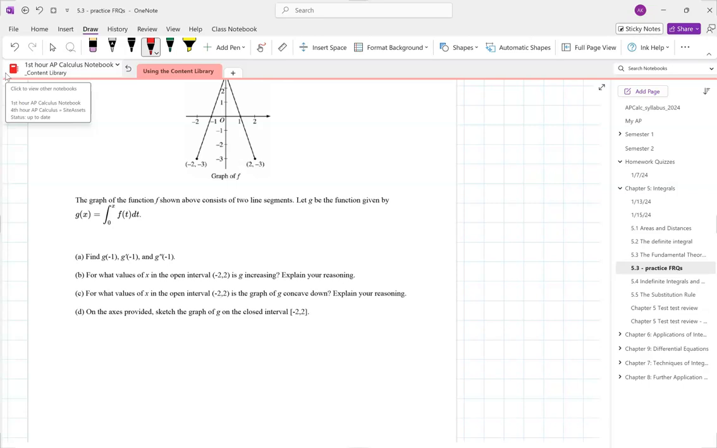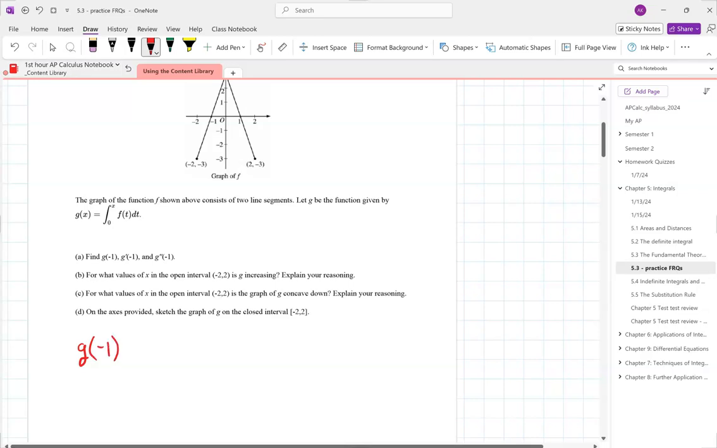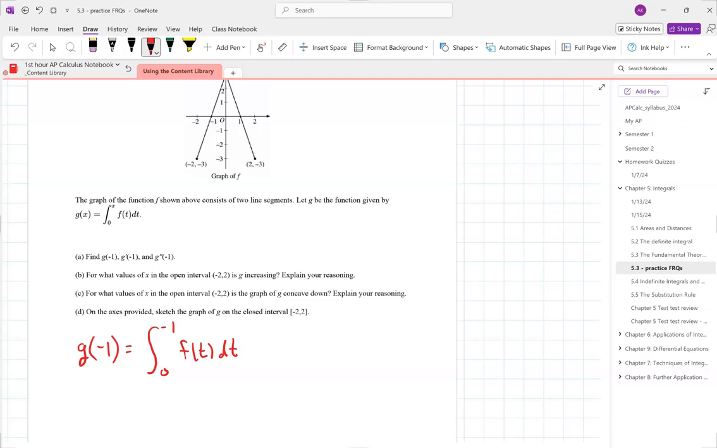When you see that statement, where you have a function defined as an integral where the variable is one of the bounds of our integral, that is a fundamental theorem of calculus problem. Whenever you see that, that's what you should be thinking. It says to find g of -1, g prime of -1, and g double prime of -1. So let's start with the first one. So g of -1 will be the integral from 0 to -1 of f of t dt.